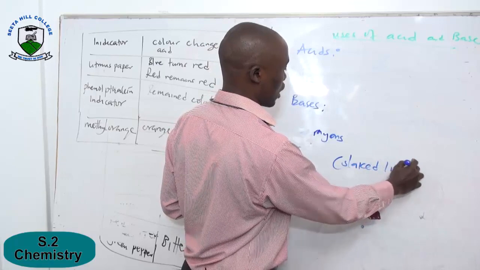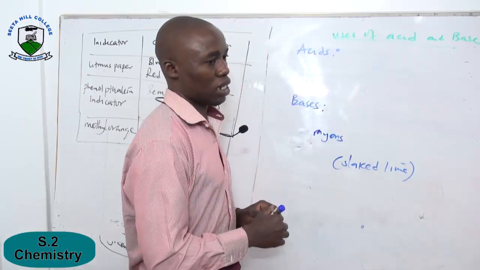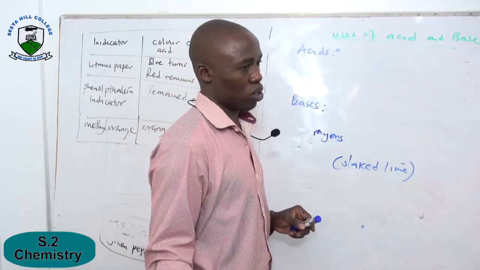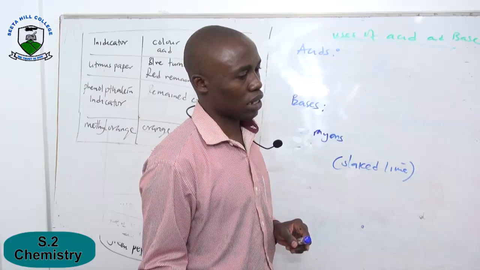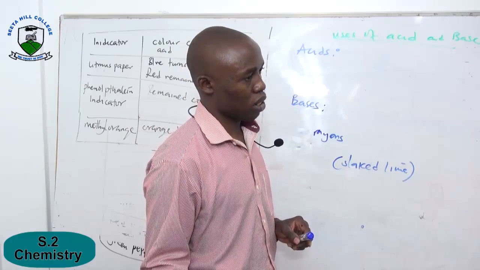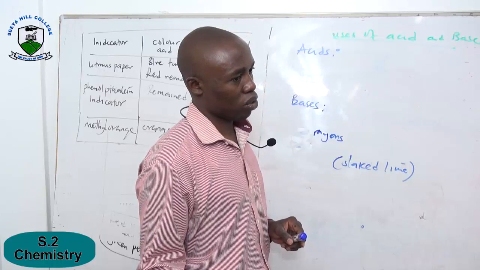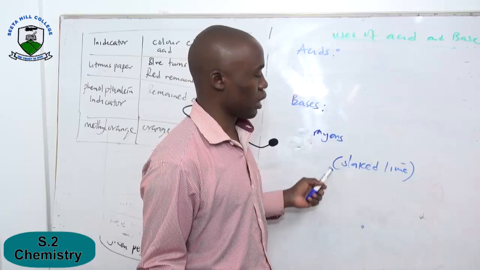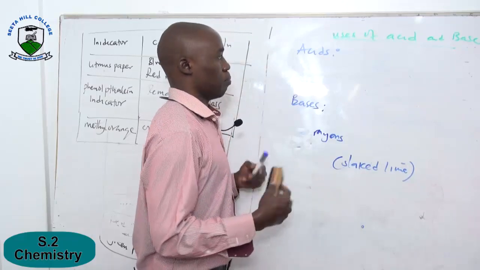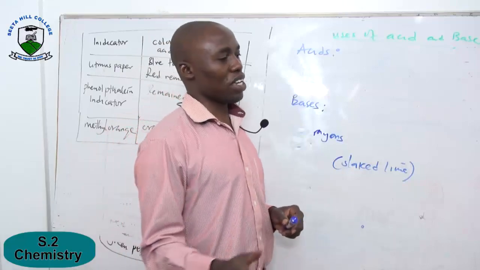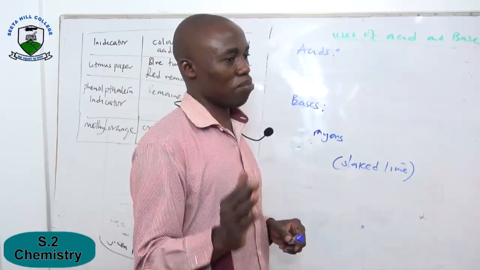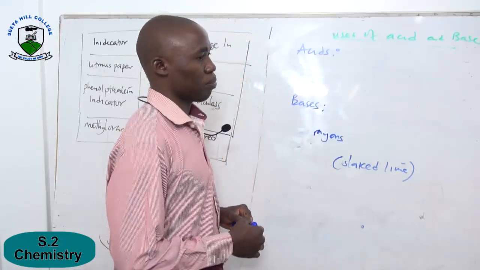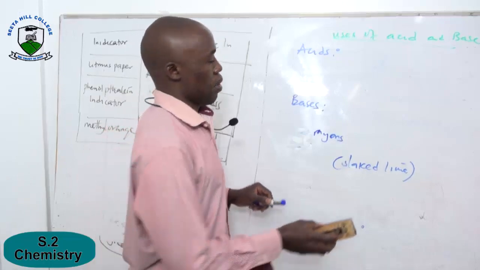Calcium hydroxide is called slaked lime. That's calcium hydroxide, slaked lime, used to control the soil, to reduce acidity in the soil. That's very fine. Because some plants don't want very acidic soils, therefore you use slaked lime. Why? Because you said an acid plus a base, you will neutralize, not so?